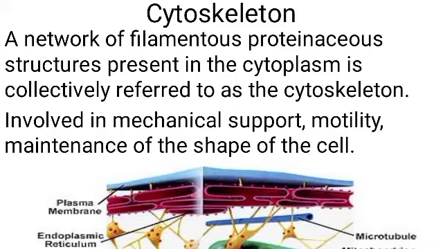Next, we can see about the cytoskeleton. Cyto means cell, skeleton means skeletal structure. So inside the cell, there are skeletal structures. An elaborate network of filamentous proteinaceous structures present in the cytoplasm is collectively called the cytoskeleton. Skeleton here doesn't mean some bony structure. It is formed of protein substances which are filament in nature, long protein filaments which form the cytoskeleton.